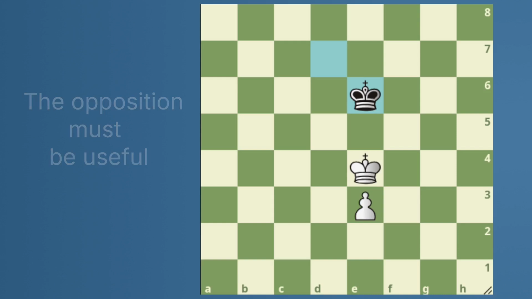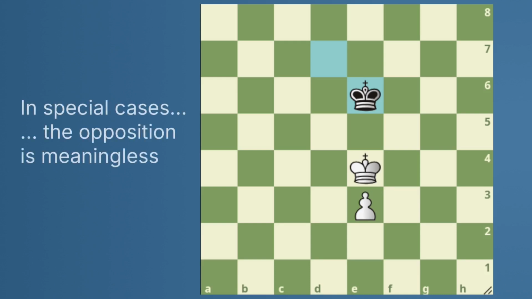As we continue this series, we'll see positions where white technically has the opposition, but still cannot make progress. Or positions where black has the opposition, but still cannot stop the pawn from promoting. In those cases, the opposition is meaningless. These are special cases which many beginning players miss or don't understand.